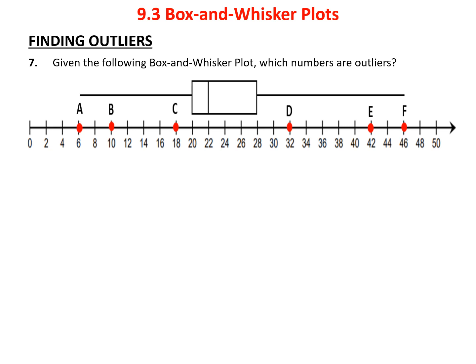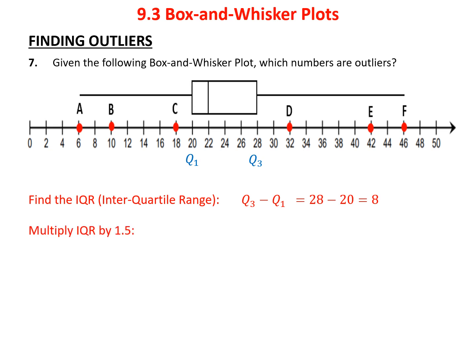Here's my box and whisker plot, and the red dots are different points. We want to know if any of those points are actually outliers. First, let's find out how long our interquartile range is. The interquartile range is 28 minus 20, so it's 8. Now remember, to find an outlier, it has to be not 8 more than the quartile or 8 less, it has to be 1.5 times 8. So multiply the IQR by 1.5: 8 times 1.5 is 12.